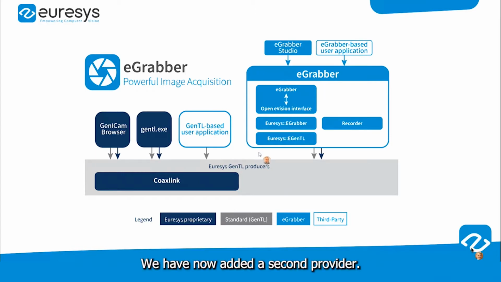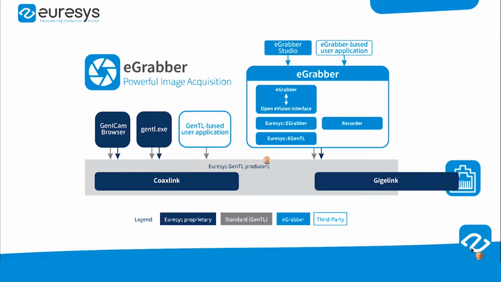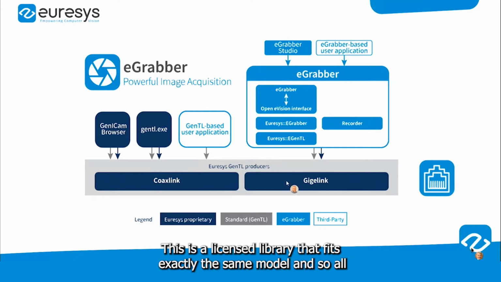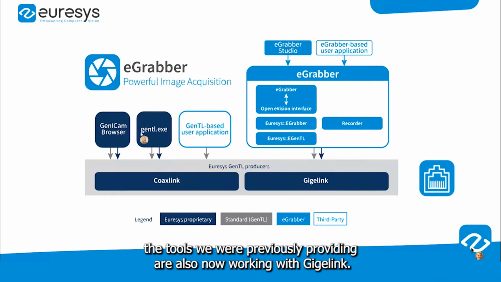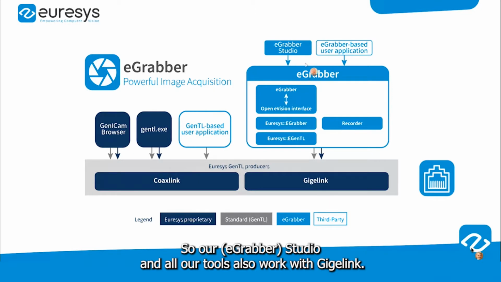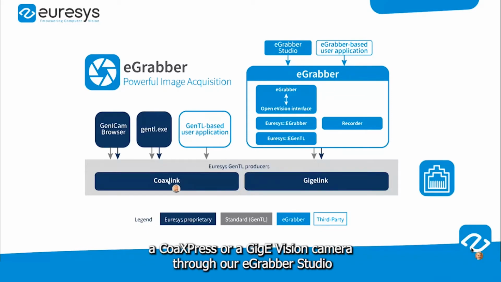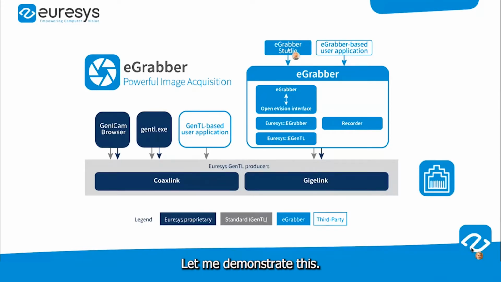We have now added a second producer, Gigelink. This is a licensed library that fits exactly in the same model. And so all the tools we were previously providing are also now working with Gigelink. So our Studio and all our tools also work with Gigelink, and it's now easy to control either CoaXPress or a GigE Vision camera through our eGrabber Studio.